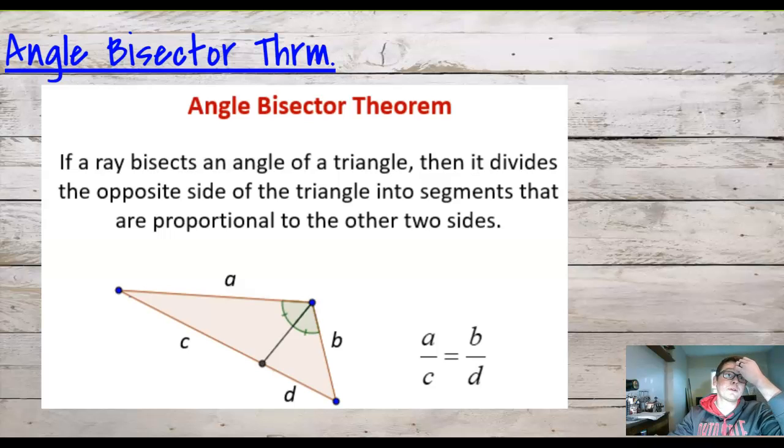So I would maybe draw a picture of this in your notes if I was you. If a ray bisects the angle of a triangle, what's bisect mean? Somebody unmute and tell us. What's bisect mean? Oh, come on. Yeah, split in two. Split in two equivalent pieces, right?